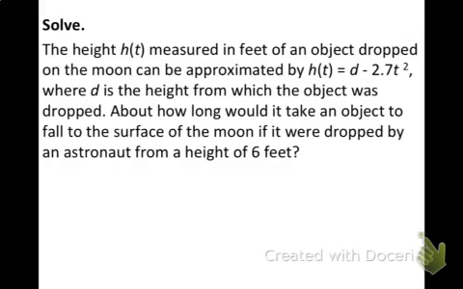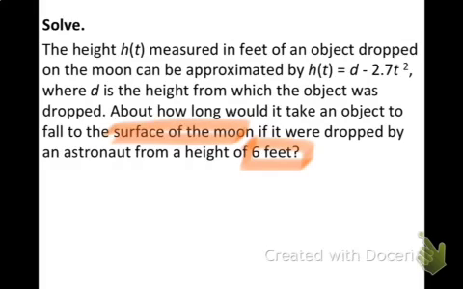About how long would it take the object to fall to the surface of the moon if it were dropped by an astronaut from a height of 6 feet? Okay, so we've been given two pieces of information even though it doesn't look like it. The height at which it was dropped was 6 feet. The height that we want to find out is actually going to be 0.